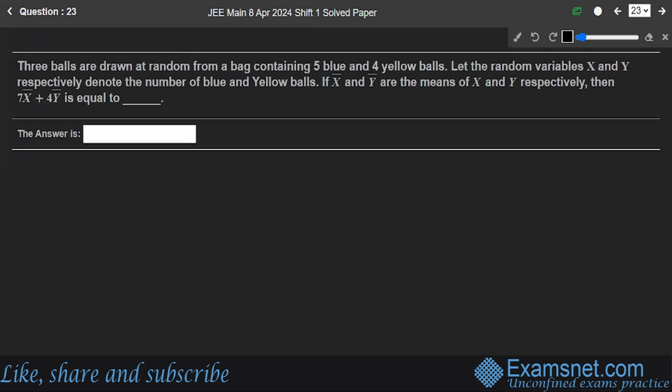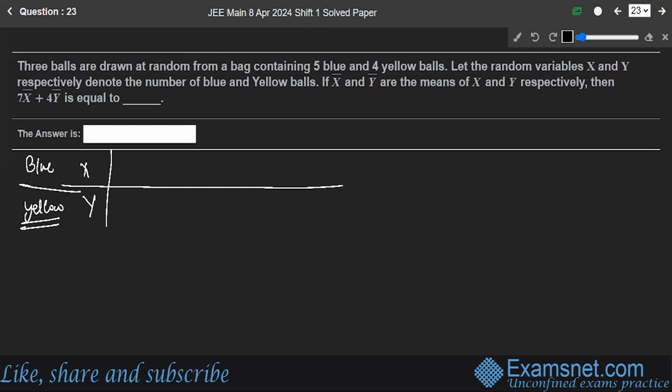Question number 23. 3 balls are drawn at random from a bag containing 5 blue and 4 yellow balls. Let the random variables x and y respectively denote the number of blue and the yellow balls. If x bar and y bar are the means of x and y respectively, you have to find out 7x bar + 4y bar. So let's say x represents your blue balls and y represents your yellow balls, right?